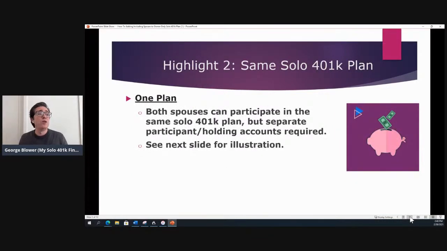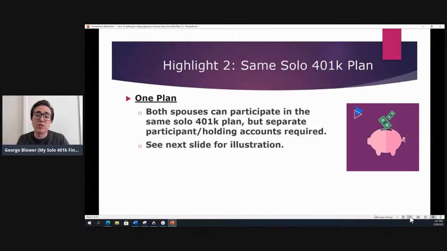Highlight number 2. So here we want to highlight that it's the same solo 401k plan. So even though you've got multiple people participating in the plan, it's just one plan, one fee that we charge, but different sub accounts. It's really one business that's sponsoring that one plan, but it can accommodate multiple participants as long as they're spouses or both owners. The technical term for a solo 401k is a one participant plan under the rules.